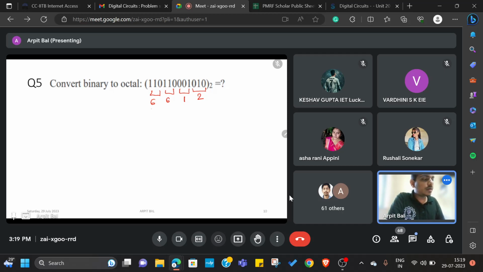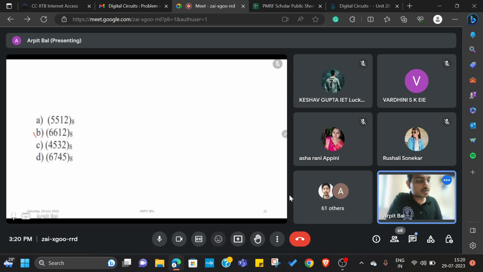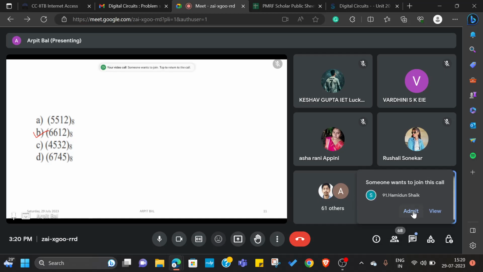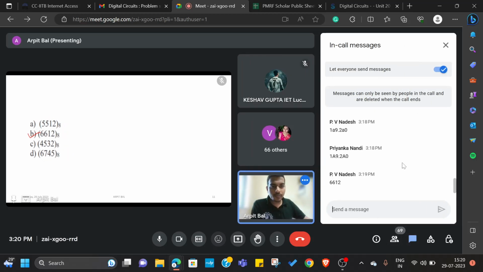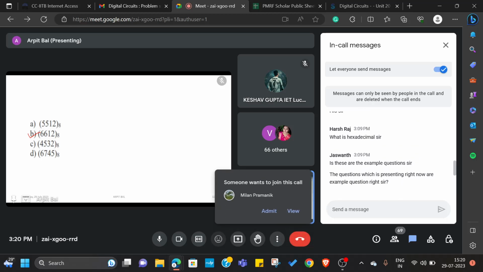6612, and 6 in octal is also 6, 6 in octal is again 6, 1 in octal is 1 itself, and 2 is 2. So 6612 is the answer in octal. So far whatever questions we have solved, does anyone have any queries regarding that? You can type your queries in the chat box itself.